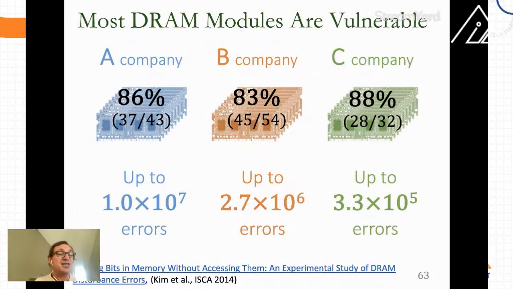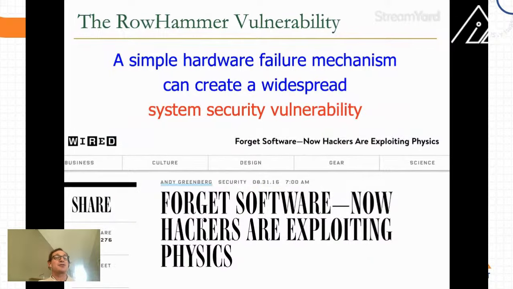And this happens in essentially all the chips of all major manufacturers today. There are three major DRAM manufacturers today. And at the time we tested, it was more than 80%. But today, 100% of the chips are vulnerable at the device level. So this is a simple hardware failure mechanism that also creates a widespread system security vulnerability, because people have shown that if you actually figure out how to flip a bit using row hammer, you could take over a system, become root essentially on Linux.